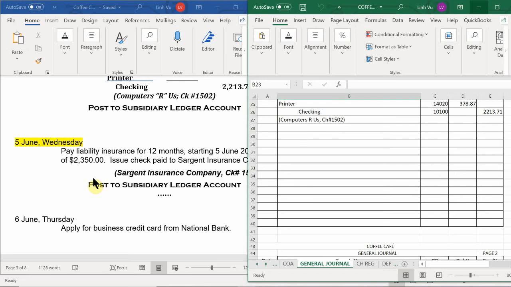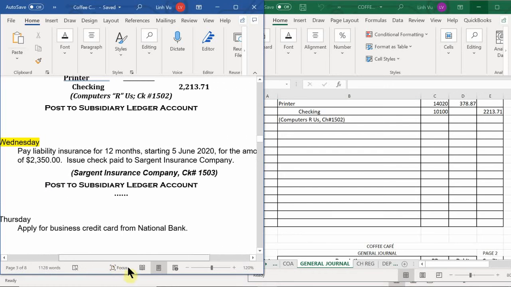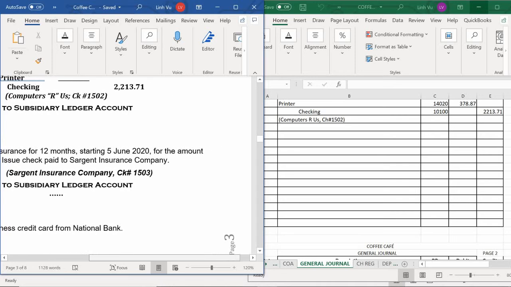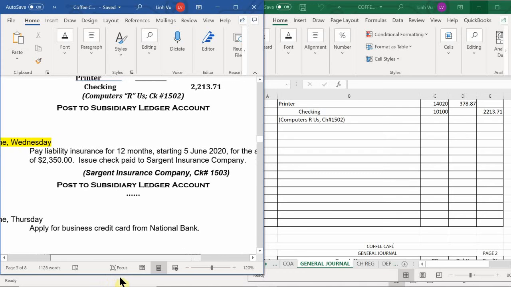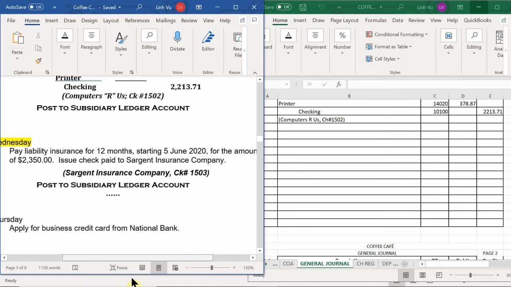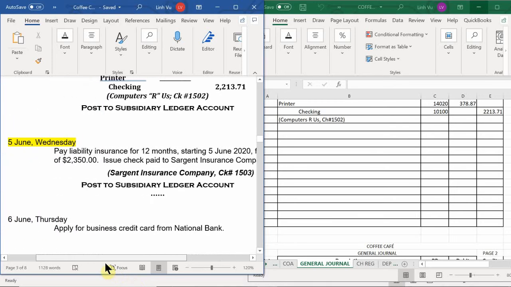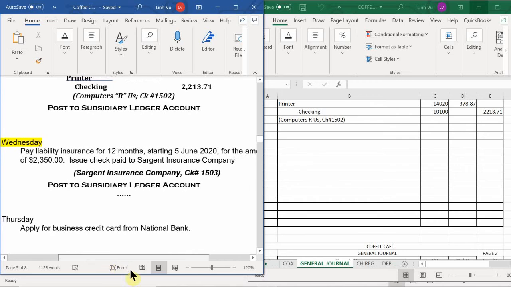In this case, we have to pay liability insurance for 12 months, starting the 5th of June, 2020, for a total amount of $2,350. We're going to issue a check to Sargent Insurance Company for the total amount of $2,350. So we're issuing a check and making it payable to Sargent Insurance.